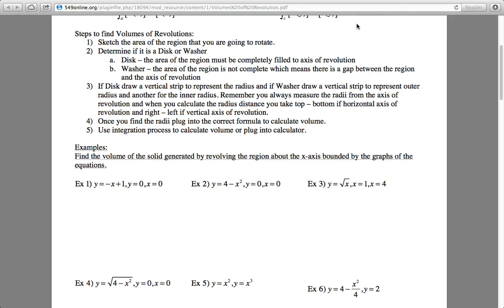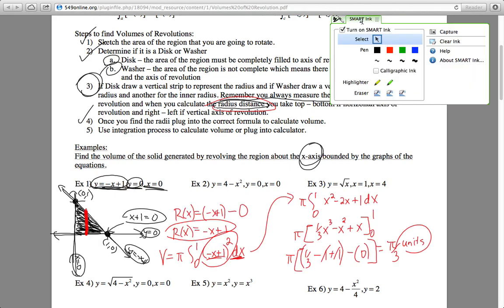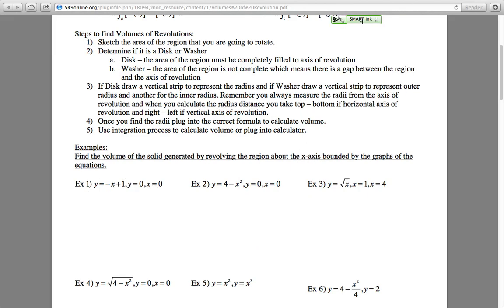Let's do example 2. Right now, on your own, do example 2. I'm going to go ahead and start sketching the region. Let's see if you can get ahead of me a little bit. Example 2. Same thing. Want to revolve it around the x-axis. See if you can draw the region. And then see if you can figure out if it's a disc or a washer.